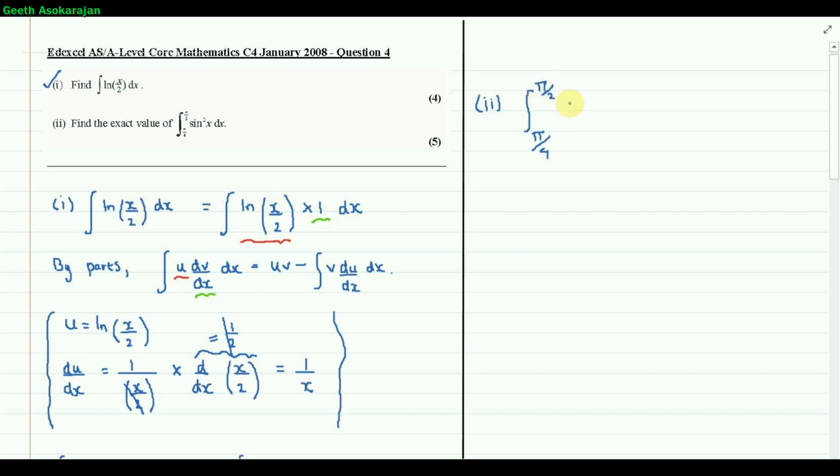And we need to integrate sine squared x with respect to x. Now to integrate sine squared or cos squared, so if we want to integrate sine squared x or cos squared x for that matter, we need to use the double angle formula for cos. In this one, we need to use the double angle formula for cos, which connects the sine squared only.